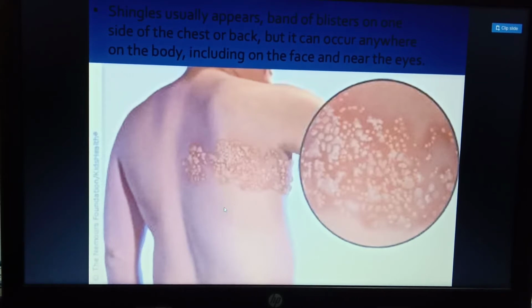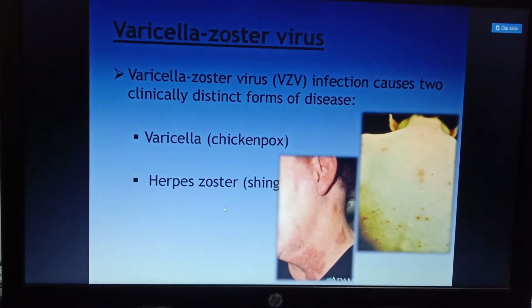As the picture clearly explains, shingles appears like blisters, mostly on the chest side or the back. It can occur anywhere on the body, including the face near the eyes, but mostly on the back and the chest. For now we will be dealing with the varicella zoster virus.